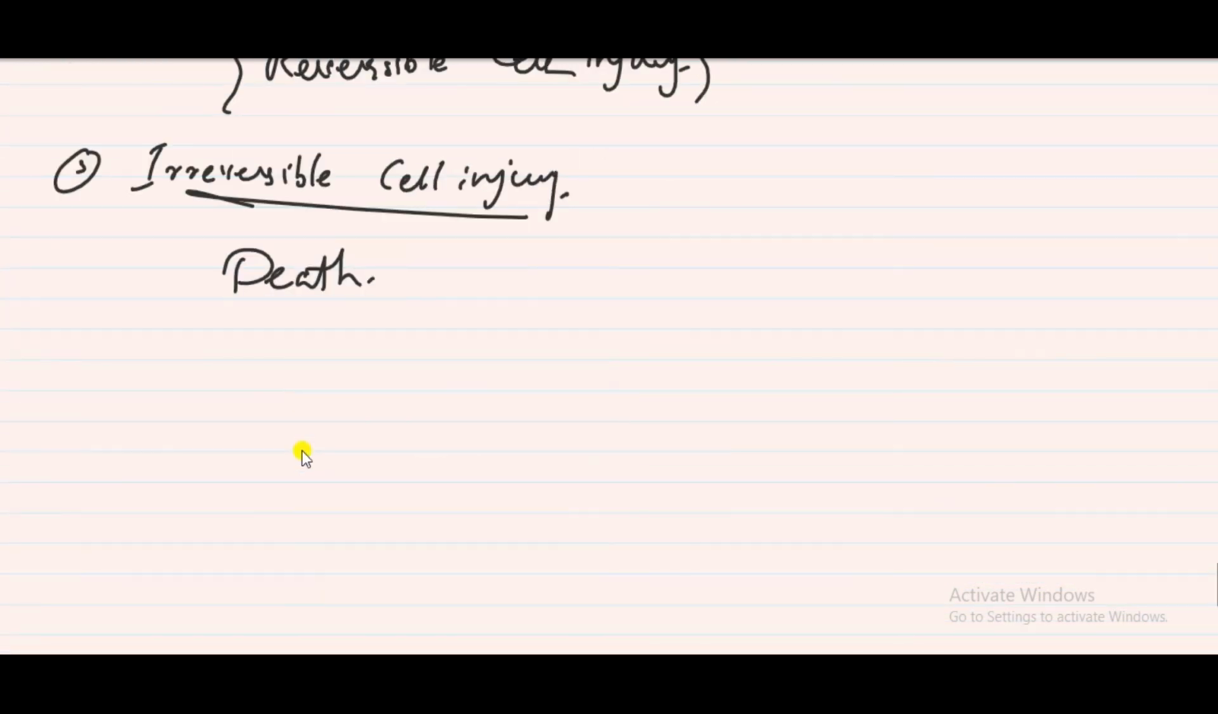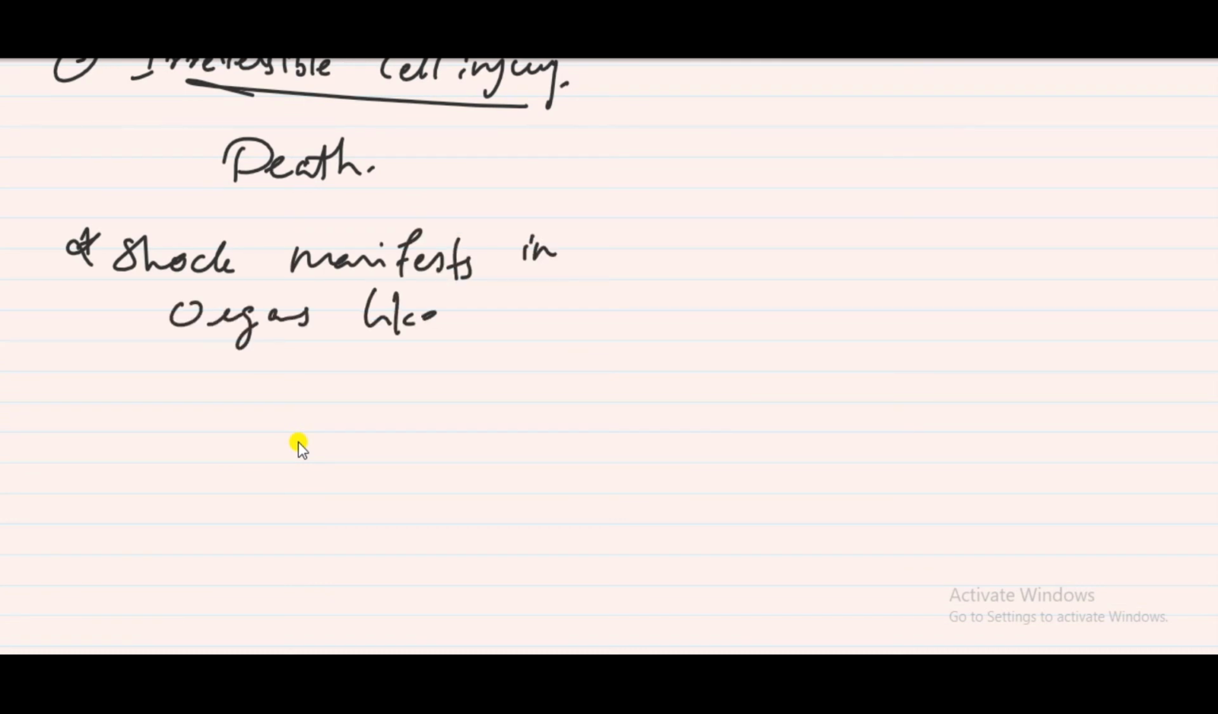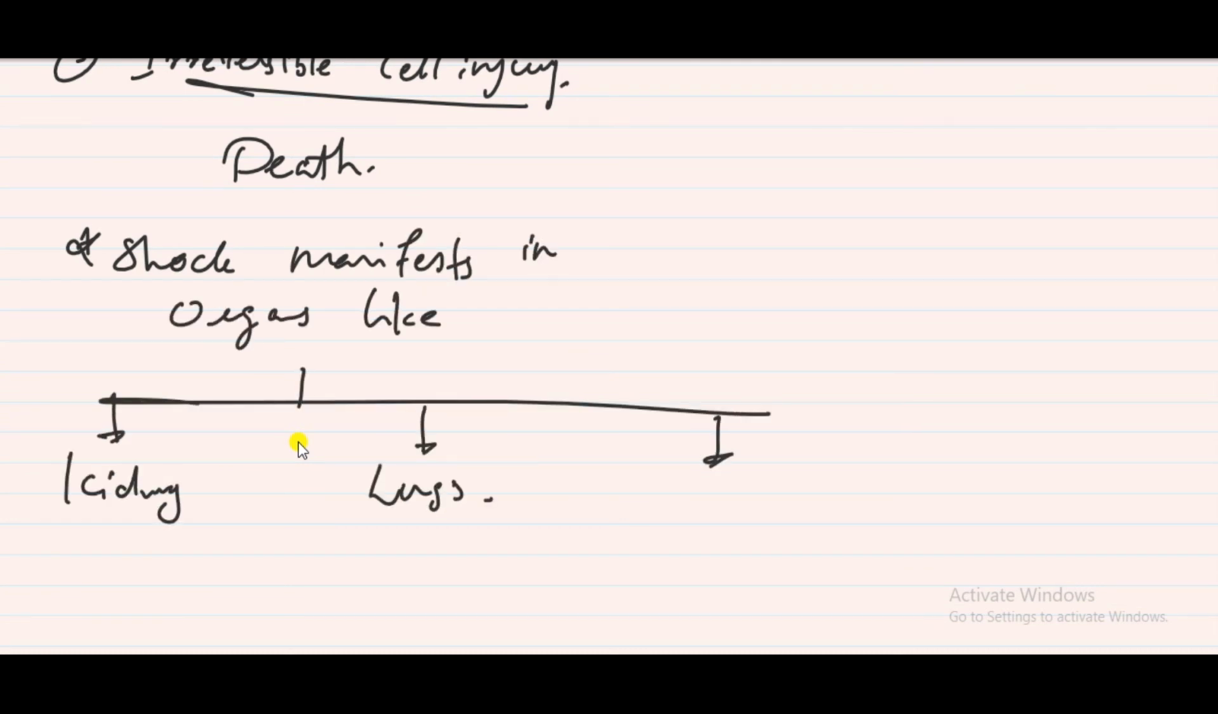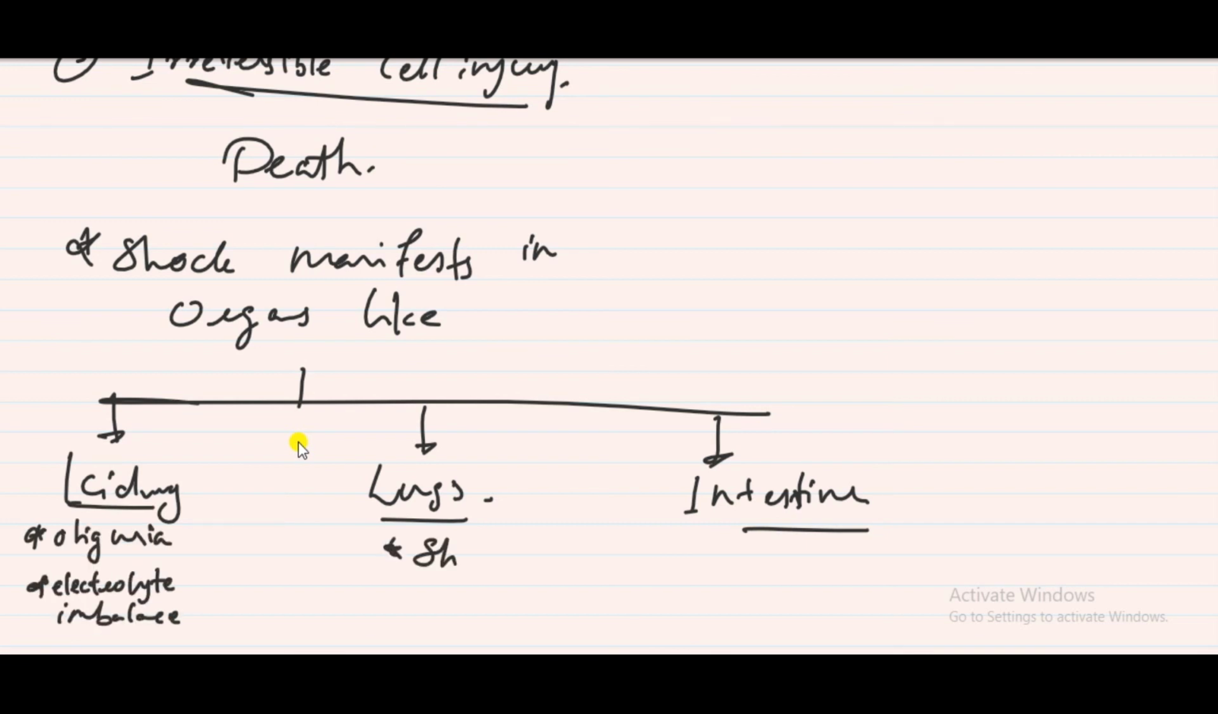It leads to death. Shock manifests in organs like kidney, lungs, intestine. In kidney, we can see oliguria and electrolyte imbalance. Lungs, shock lung. Intestine, mucosal necrosis and hemorrhage, and also bacteremia.